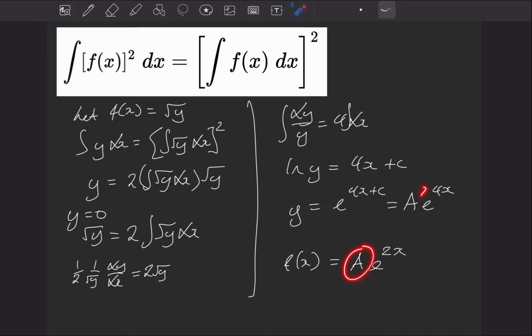A here I know is different than this a, but that's all completely fine. It's just a constant at the end. And also, we'll have to square our y equals 0, and that will give us f of x equals 0. But that's kind of sorted up in the fact that we just have a constant here.